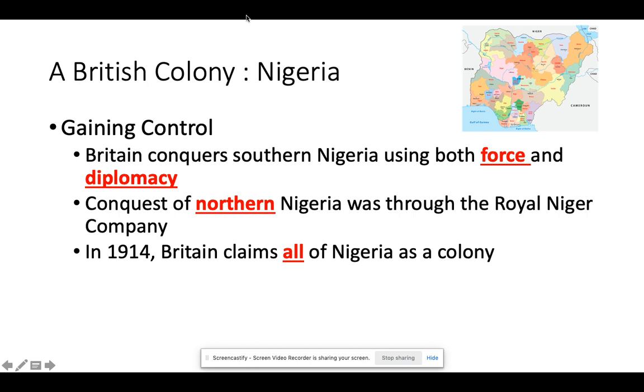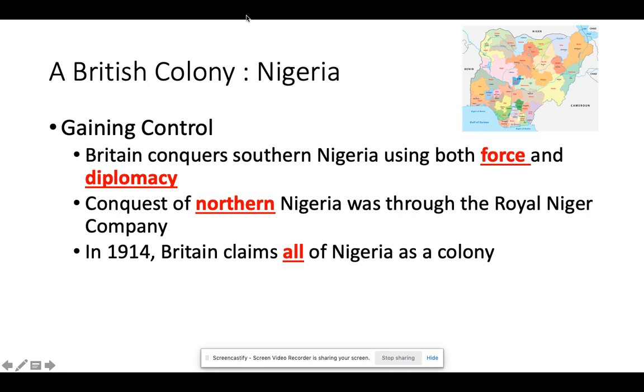So looking at Nigeria, now we're going to look at some areas that the British have come in. And so we have our little map up here of Nigeria, and you also colored this in and labeled it on your map last Friday. So for the British, they have a couple of methods that they use to come in and gain colonies. Some areas are going to use force and other diplomacy.